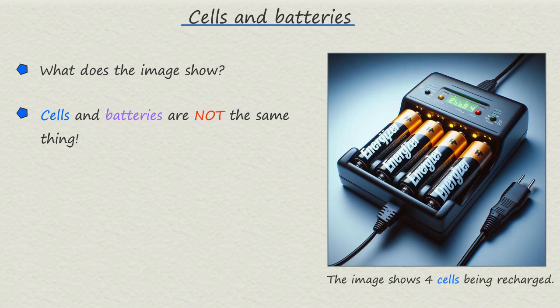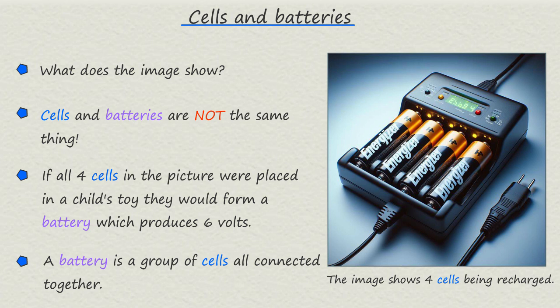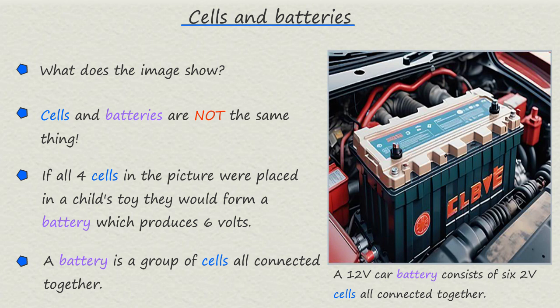Now, each of the cells shown in the image produces a voltage of 1.5 volts, and if all 4 cells were placed in a child's toy, for example, then they would form a battery which produces a total voltage of 6 volts. Now, a battery is simply a group of cells all joined together. So for example, a 12 volt car battery consists of 6 2-volt cells all connected together to give a total of 12 volts.